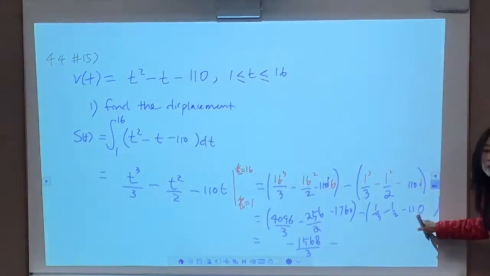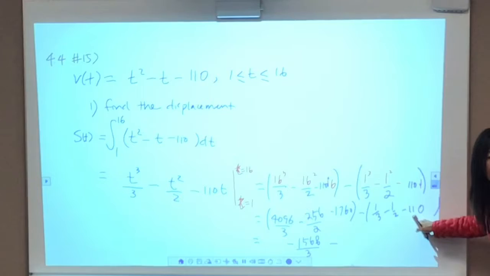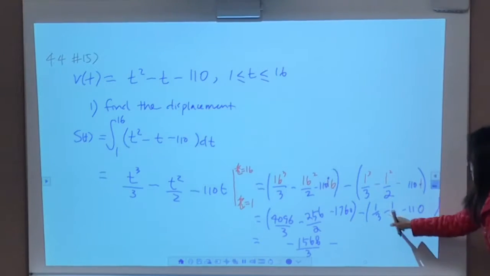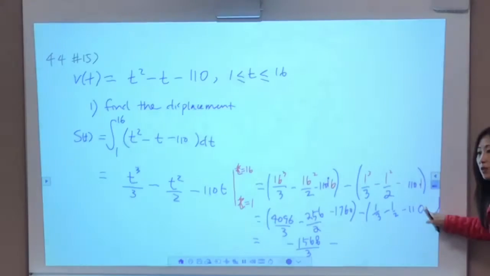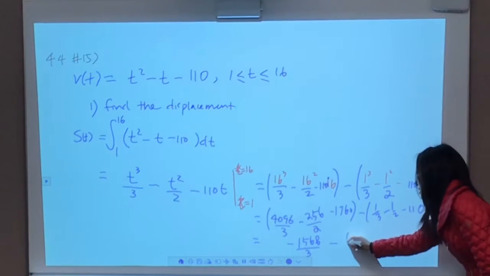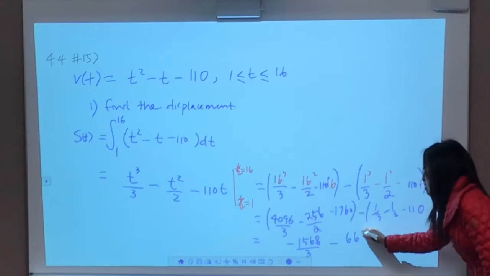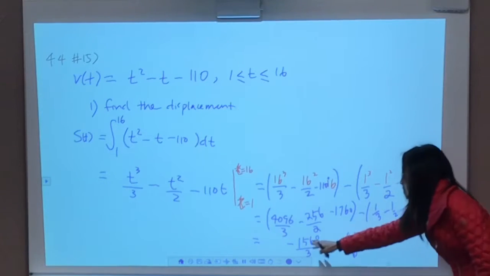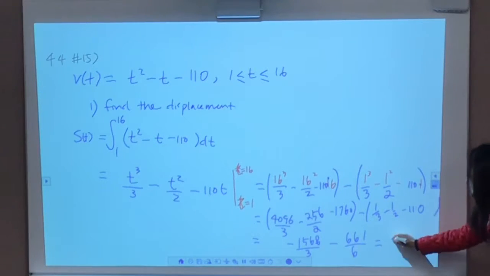What's this one over here? Oh, that's negative 110. Is that right? Yeah, 1/3 minus 1/2 minus 1/10. Okay, let me try again. Negative 661 over 6. Yeah, 661 over 6. All right, put all this minus this, and it gives you a negative number. What's that equal to?